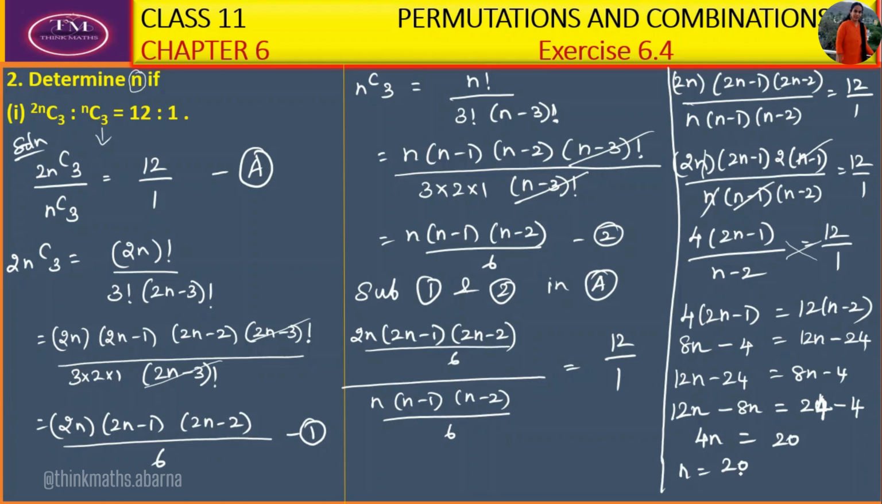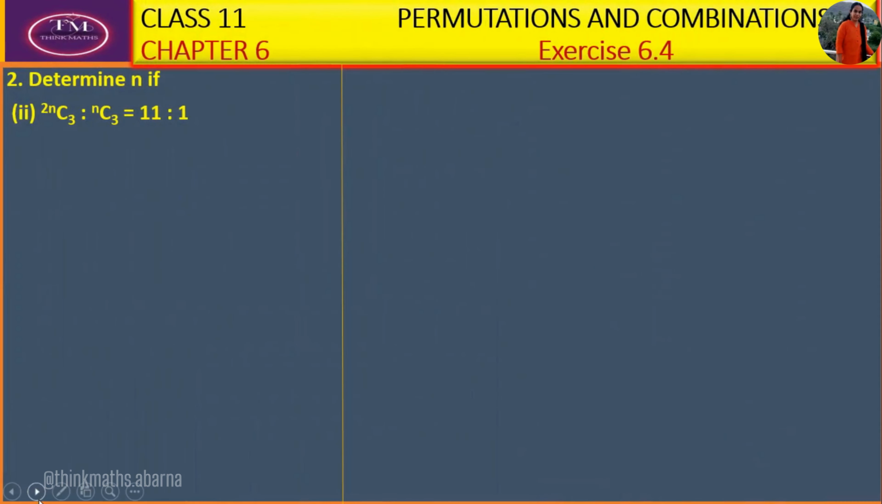This 4 is in multiplication, so it will come to division. 20 by 4 is 5. So n is equal to 5. This is the answer. Clear, children? Yeah. So moving on to the second part.